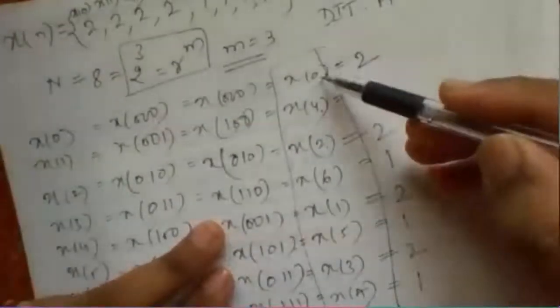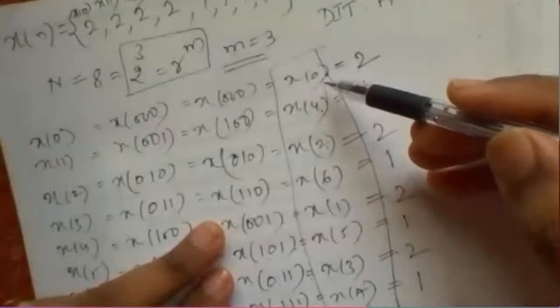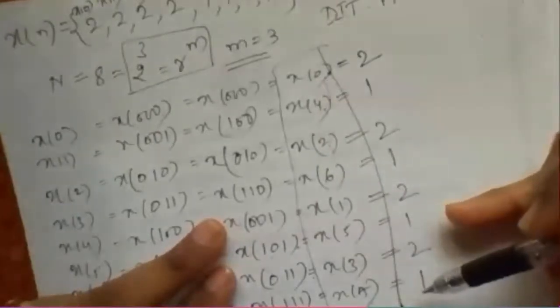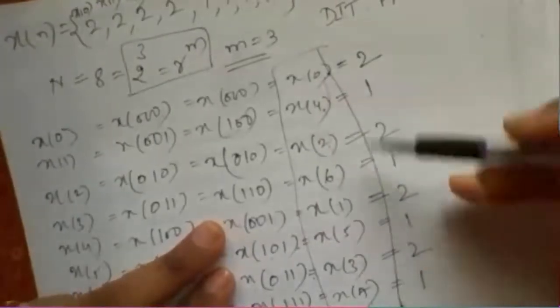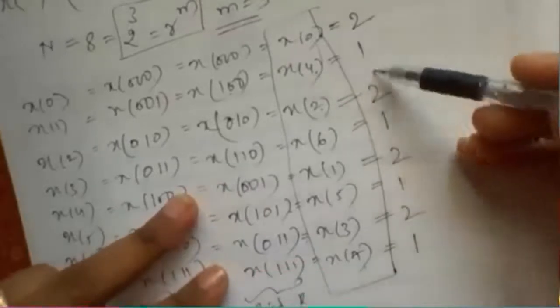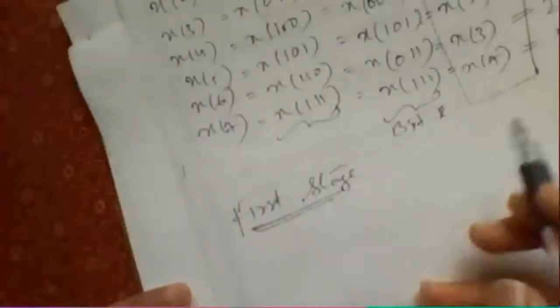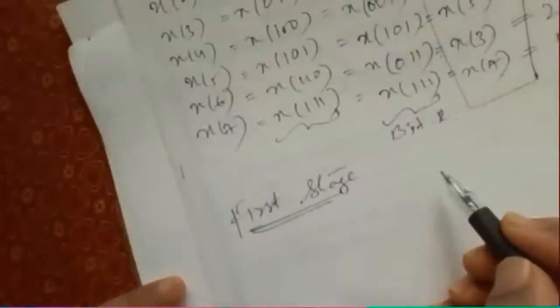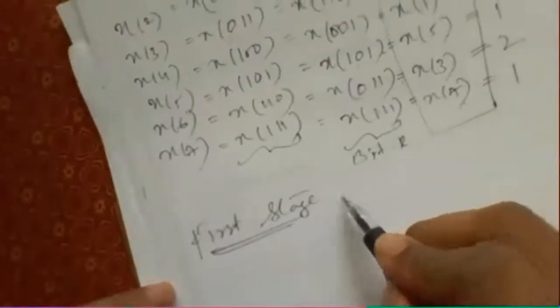So here we substitute from the given input data. The inputs are now rearranged as 2, 1, 2, 1, 2, 1, 2, 1. You can write directly like this also, or else you can just write a table like this.